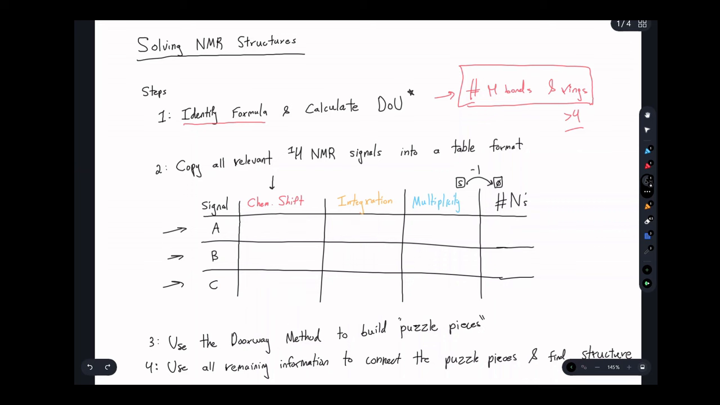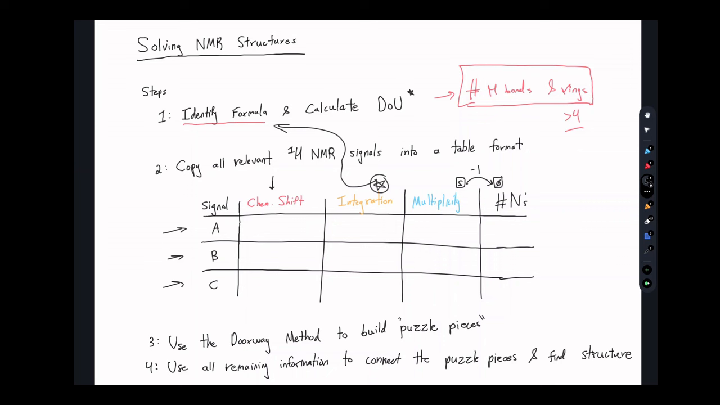One thing to do as well in this step is make sure that you sum your integrations and compare them to that initial formula. Remember that if you have to double them or triple them, that may be a sign of internal symmetry in the molecule, which is, again, a very useful thing to keep in mind if you're trying to solve that chemical's structure.